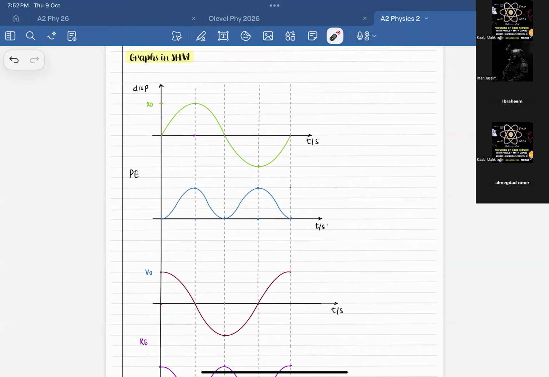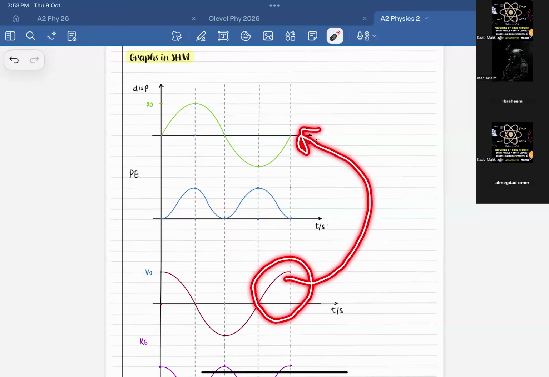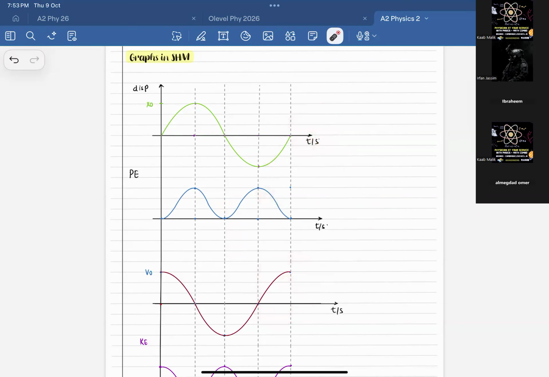Similarly, they can give you the velocity time graph and then ask you to draw the potential energy graph. So you have to look at this graph, imagine this one, and then go back to that one. So this is how you can make the graph, right?